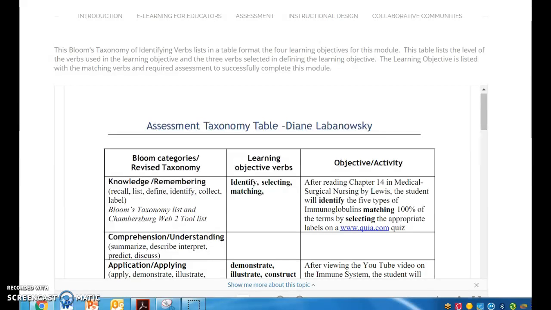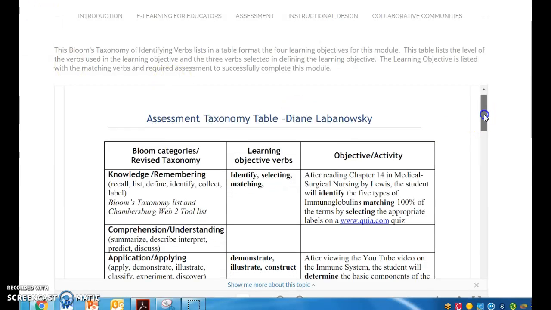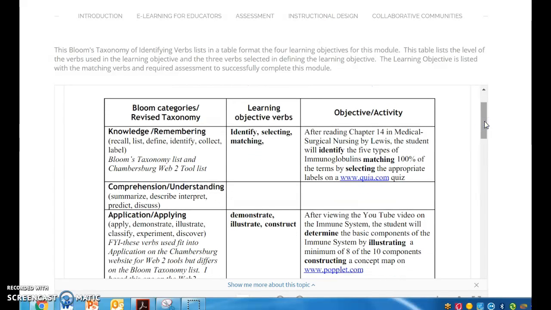So the first thing I did is develop a taxonomy table utilizing Bloom's taxonomy and terminology, relating it to course objectives, and then an activity that would relate to that level of Bloom's taxonomy. After I did this, I put this in a concept map and I did create a rubric for one of these assignments. So in this particular assignment, we were looking at MedSurg, medical surgical nursing. The book was by Lewis, and the whole chapter was on immunology. So we were covering the immune system and cancer treatments, cancer emergencies.